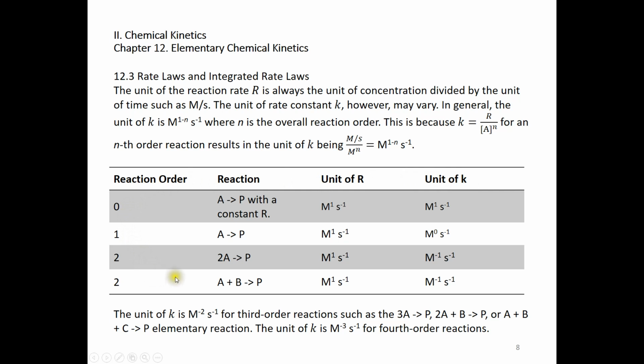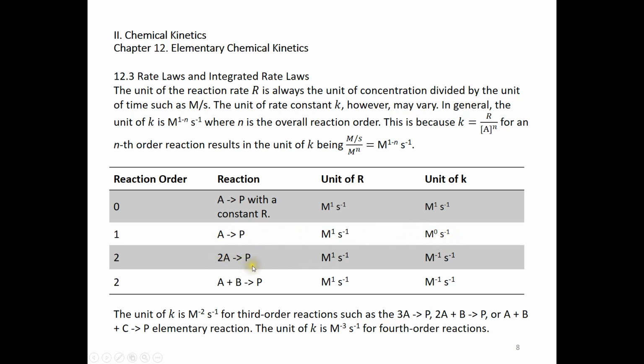order reactions. If we look at the unit of R, it's always molar per second. This is just how fast the concentrations of the reactants or products change with time. So they have the same unit, concentration over time. What about the unit of k? Well, again, the unit of k really depends on the reaction order. If it's zeroth order, R equals k. If it's first order, R equals k times the concentration of A. Therefore, we have the unit of k as second to the power of negative 1.